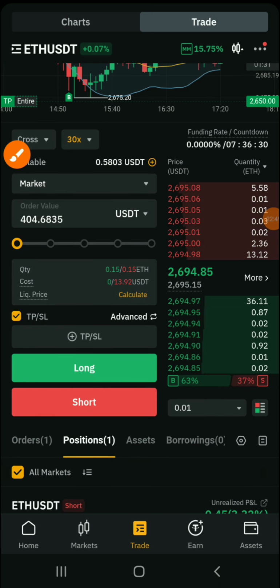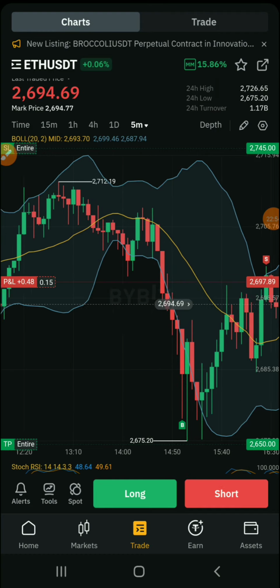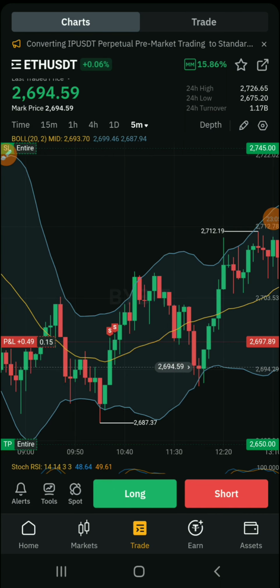So on the 5 minutes time frame, all we are going to look for is entry. So what I did was that, we talked about break of structure in our previous video, right? So all you have to do is look for that break of structure. I'm going to put the link to the video in the description so that you can see.